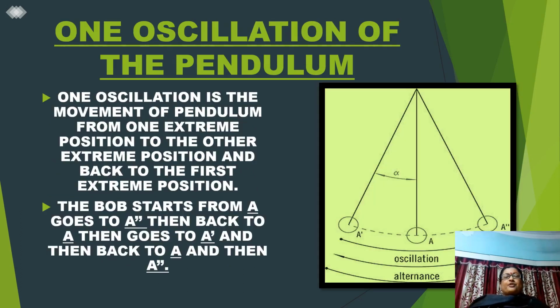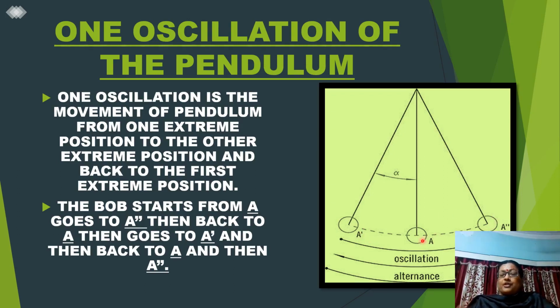Okay, now what do you mean by one oscillation of a pendulum? What is one oscillation of a pendulum? Let's try to understand this. I will make you understand through this particular diagram. Then we will read what I have written for you. Now, obviously, this is the point of suspension. You have the pendulum over here at the position of rest. The two extreme positions I have denoted in the figure are A dash and A double dash.